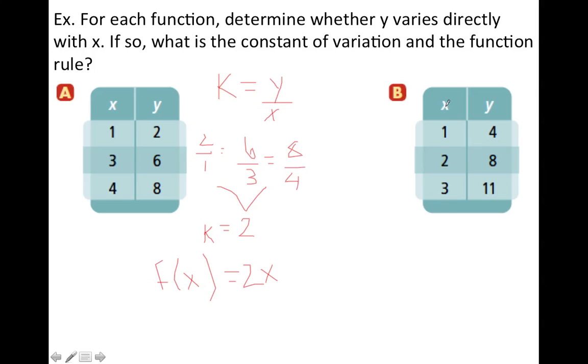Next, look at B. Set up your proportions. Make sure they all are equal to each other. If not, just say no, and we'll move on to the next example. Hopefully you notice that the first two, 4 divided by 1 reduces to 4, 8 divided by 2 reduces to 4, but 11 divided by 3 does not reduce to 4, so no, this function does not vary directly.